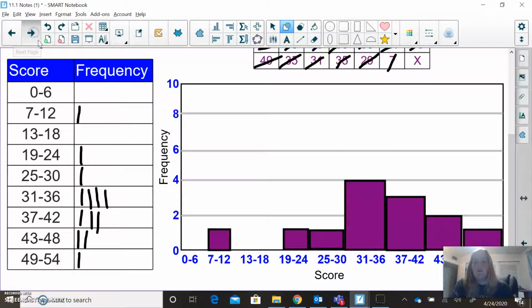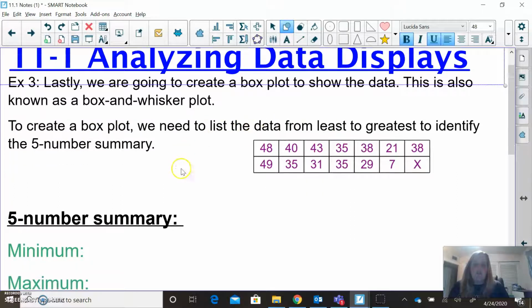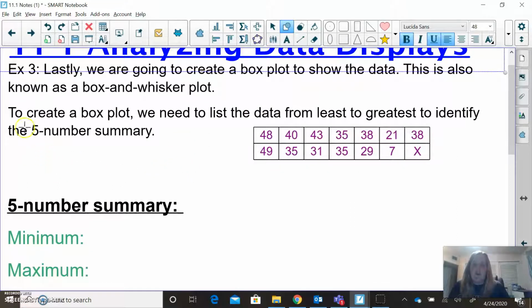Alright guys, so let's move on to our last example. Lastly, we are going to create a box and whisker plot. It's a box plot to show the data. This is also known as a box and whisker plot. To create the box plot, we need to list the data from least to greatest to identify the 5-number summary. So we have to list these in order from least to greatest.